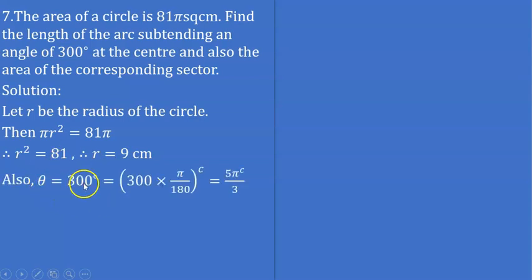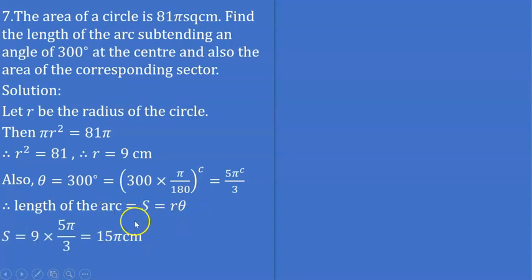Also, theta is equal to 300 degree. Convert to the radian by multiplying pi upon 180. And after simplification, you will get 5 pi by 3 radian. Okay. Now the length of the arc S is equal to r theta. Substitute the value of r is 9 and the theta is 5 pi by 3, and after simplification you will get here S is equal to 15 pi centimeter.